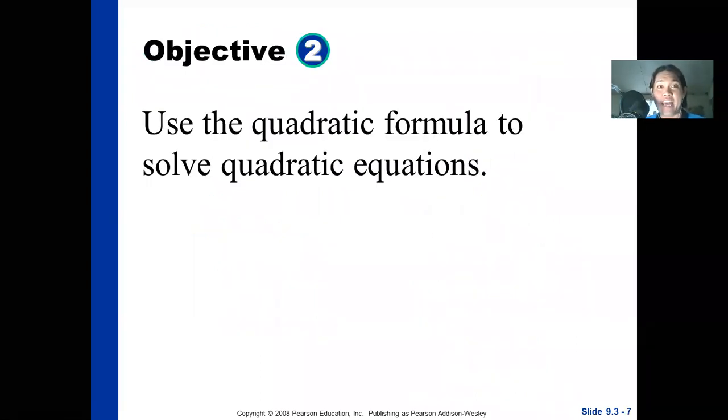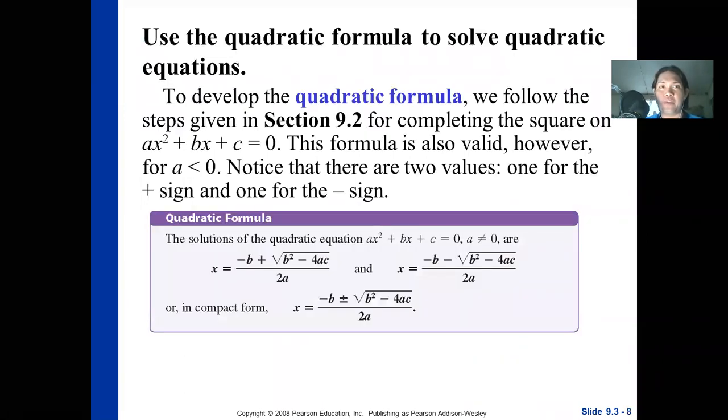The next objective that we have is to use the quadratic formula to solve quadratic equations. So we all know that the quadratic formula is used to solve quadratic equations. To develop the quadratic formula, we follow the steps given in section 9.2, which is how we use completing the square on ax squared plus bx plus c is equal to 0, and with completing the square, we can derive the quadratic formula. I will give you a separate video discussion about that. So again, our focus in this video discussion is how to use the quadratic formula, not deriving it. Maybe in the next video discussion, I'll show you. That is so exciting.